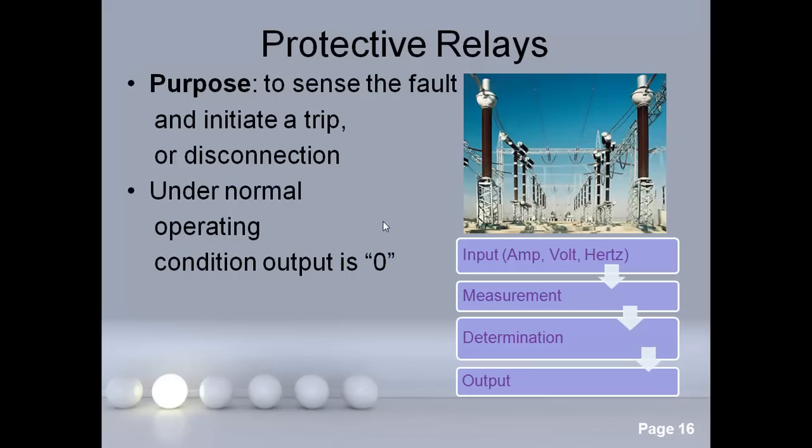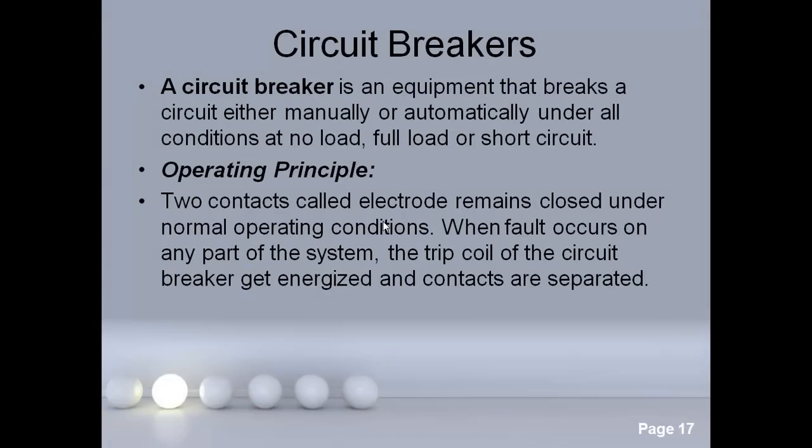Protective relays work on four principles. First of all, an input is given, which may be a current, voltage or a frequency. Then the measurement takes place up to a certain level. If the measurement exceeds it, then determination of fault occurs, and then the output is given by the relay.